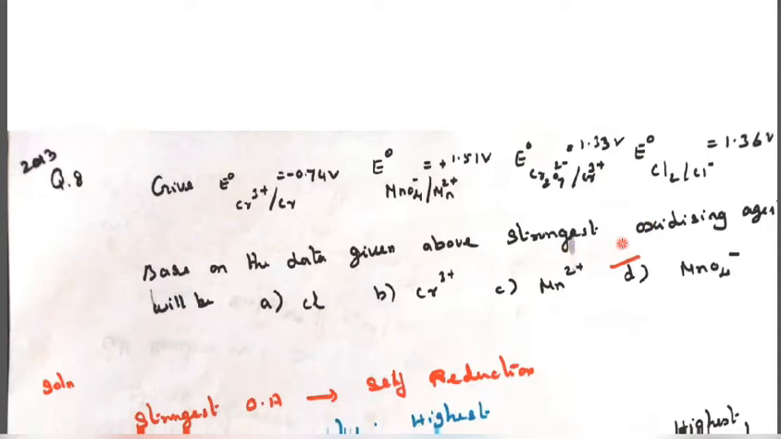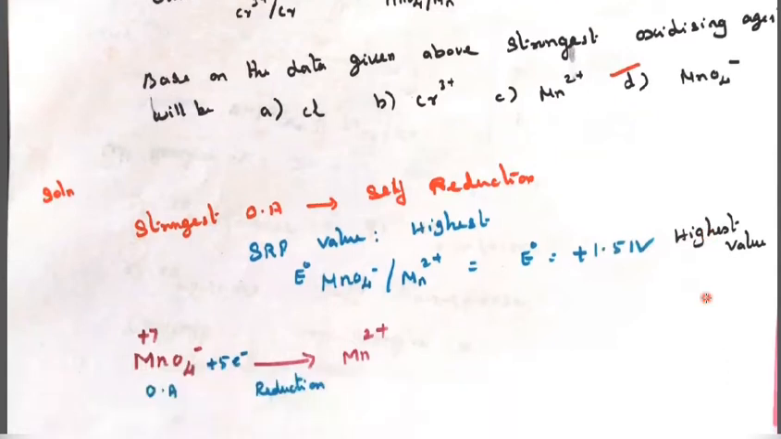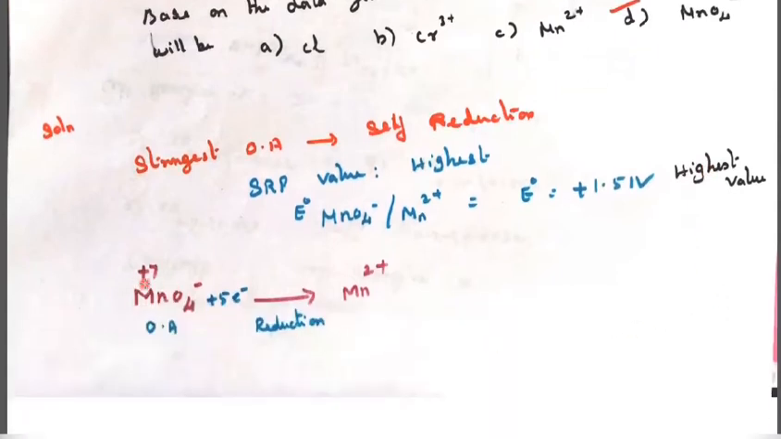The strongest oxidizing agent is the one with the greater positive potential value. Here the greatest positive potential is 1.51 for MnO4-. The strongest oxidizing agent will undergo self-reduction, so it has the highest value, 1.51 V. So MnO4- gives Mn2+.